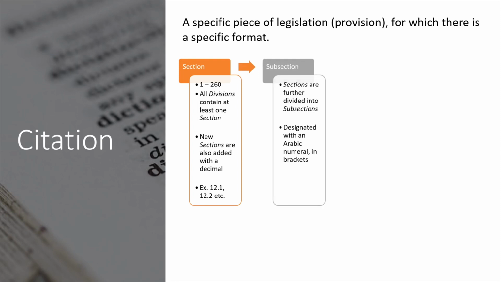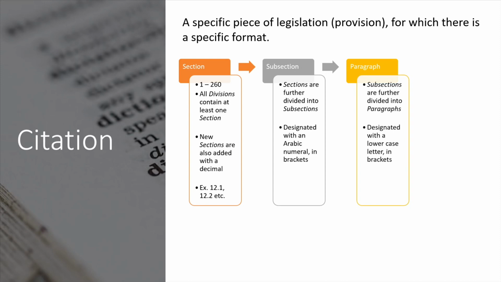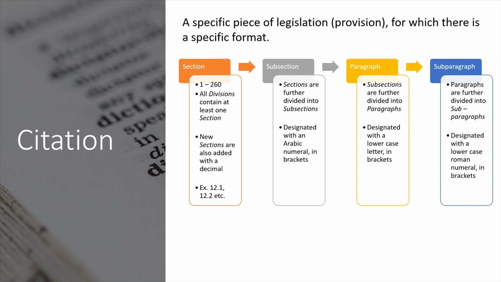Sections can be divided further into subsections. These are designated with an Arabic numeral in brackets. Subsections are further divided into paragraphs. Those can be designated in lowercase letters in brackets. And then we can have a subparagraph. A subparagraph is designated with a lowercase Roman numeral in brackets. We can even go beyond that into what's called a clause and a subclause.